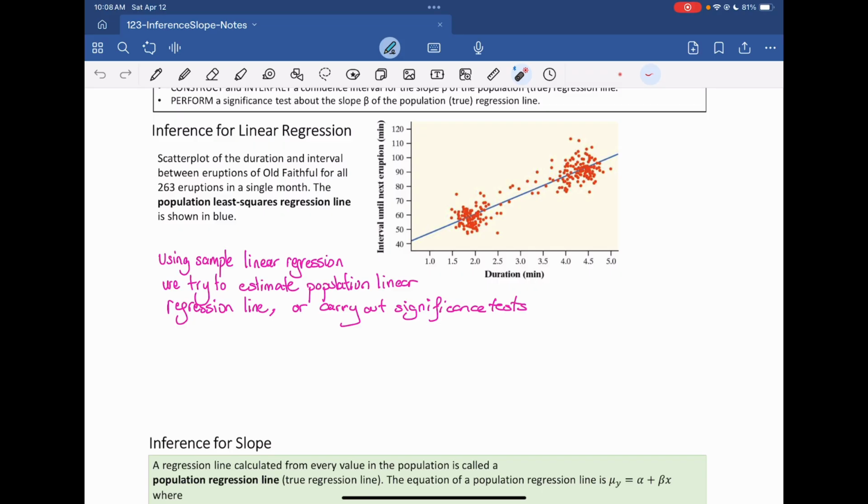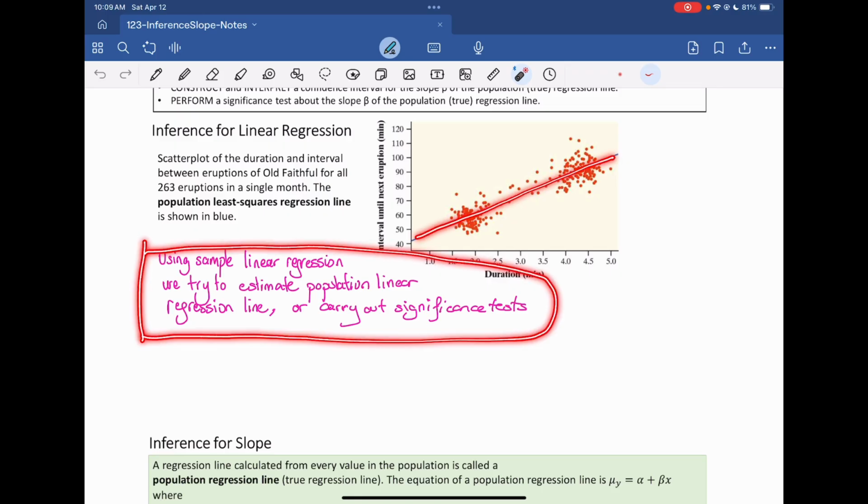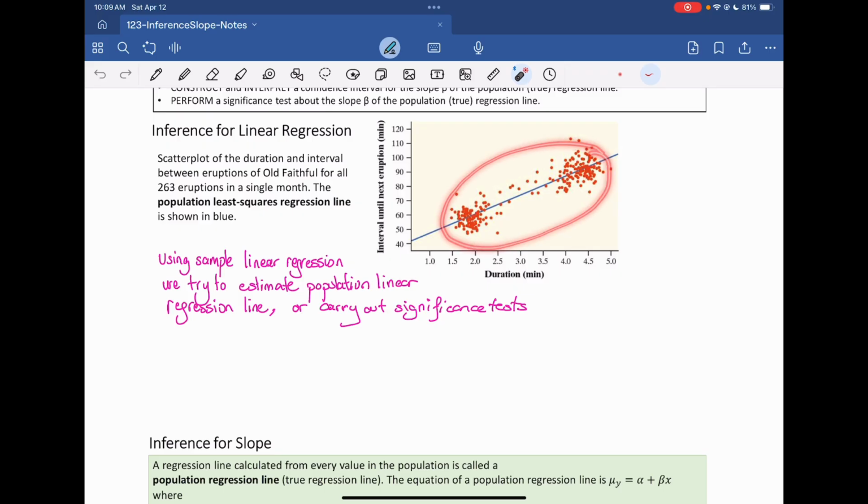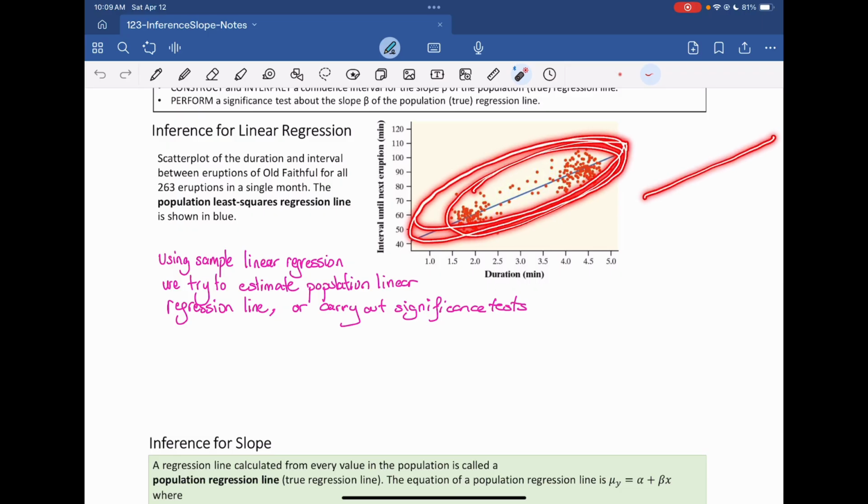So using a sample linear regression, we should be able to estimate that line. If we took a sample from this population, let's say this many, and we plotted that and did the linear regression line, we're trying to estimate the slope of the population line. We're using the sample slope to estimate the population slope.